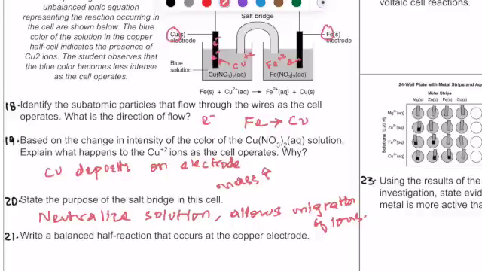So write a balanced half reaction that occurs at the copper electrode. So as we just said, at the copper electrode, we have copper ions that are combining with electrons, and they are becoming copper metal.